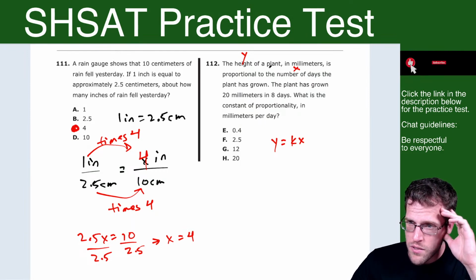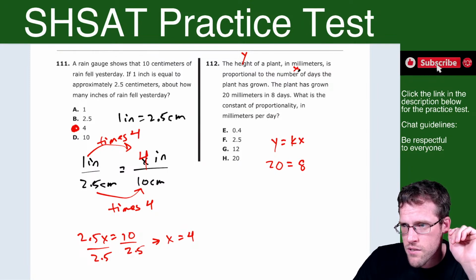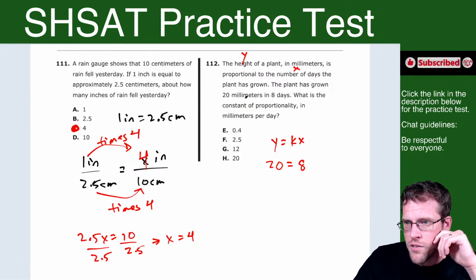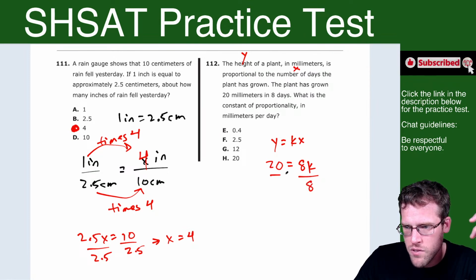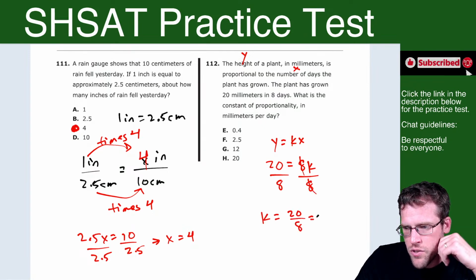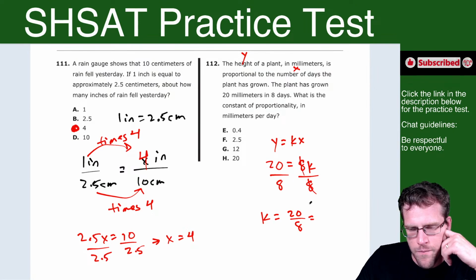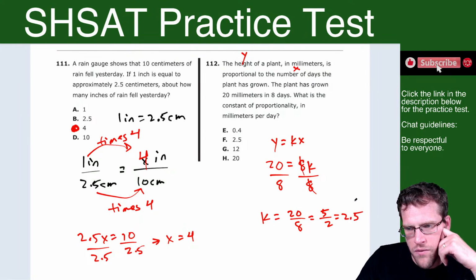So let's see. The plant has grown 20 millimeters in 8 days. Remember, x is days and y is millimeters. So 20 millimeters in 8 days. So that's 8 times k, our constant of proportionality. To solve for it, we just divide by 8. So k equals 20 over 8. You could reduce this, divide the top and bottom by 4, and you'll get 5 over 2, which is the same thing as 2.5.